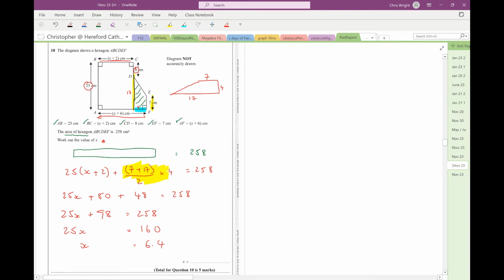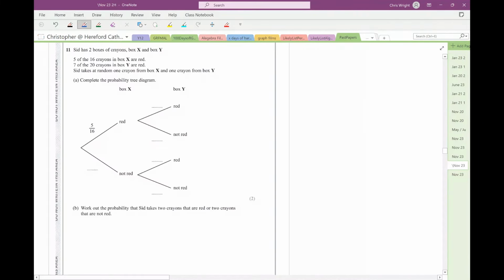So that question was all about finding an expression for the area in terms of x and setting that equal to 258, because you were told the area was equal to 258. Okay, that's question 10 done. Question 11. Sid has 2 boxes of crayons, box X and box Y.